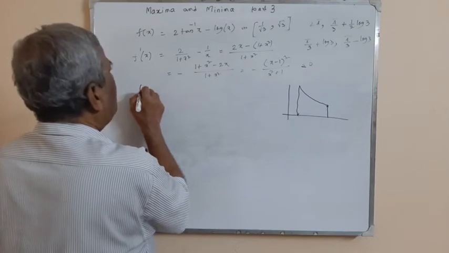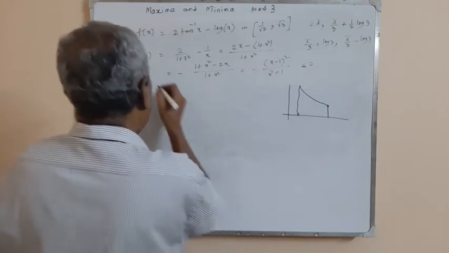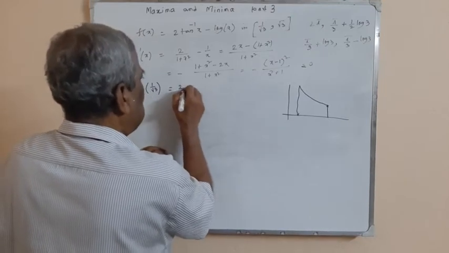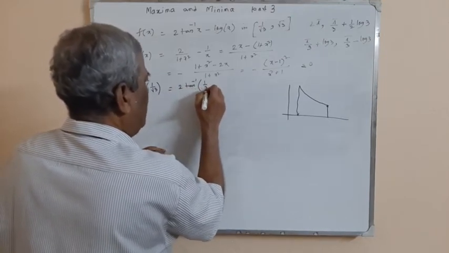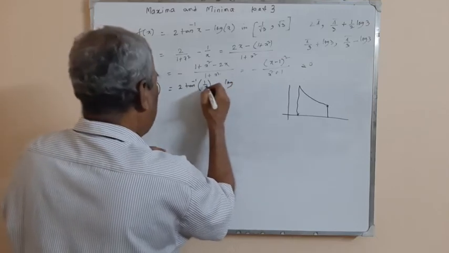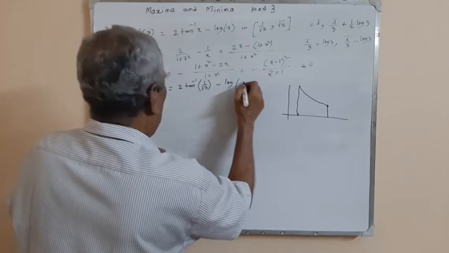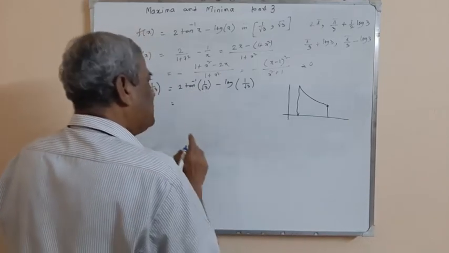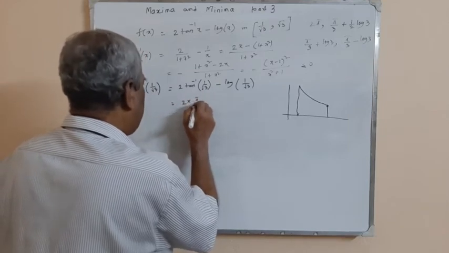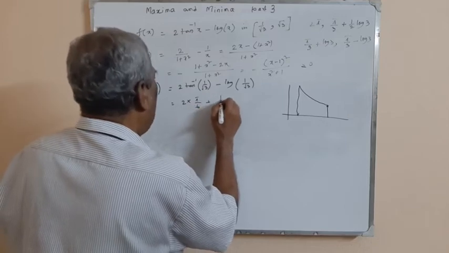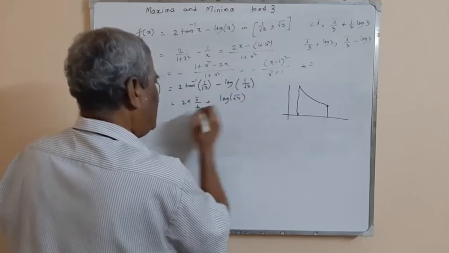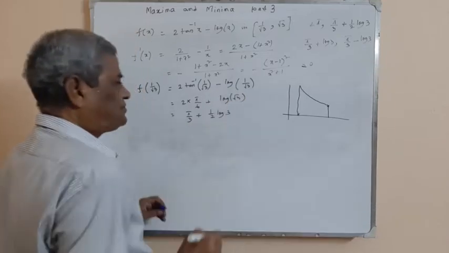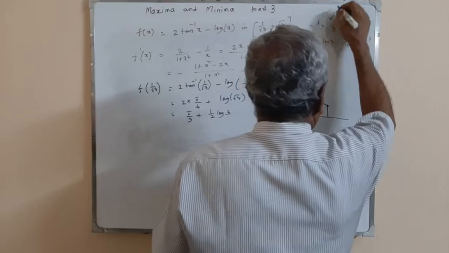So 1 by root 3 is its maximum value and it is equal to 2 tan inverse 1 by root 3 minus log of 1 by root 3. Tan inverse 1 by root 3 is pi by 6, so 2 into pi by 6 plus log of root 3, so that it is equal to pi by 3 plus half log of 3. So this is the correct option.